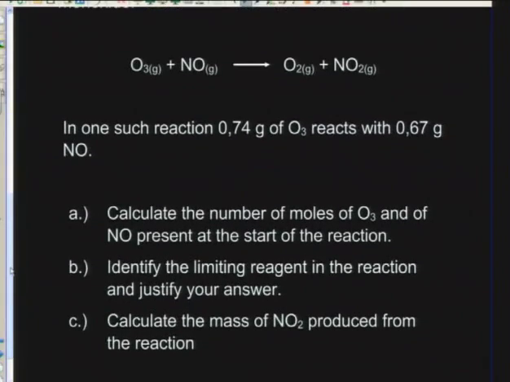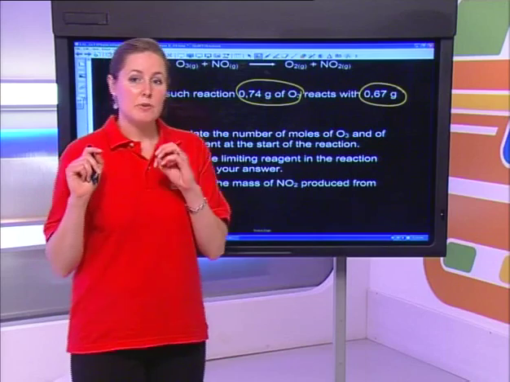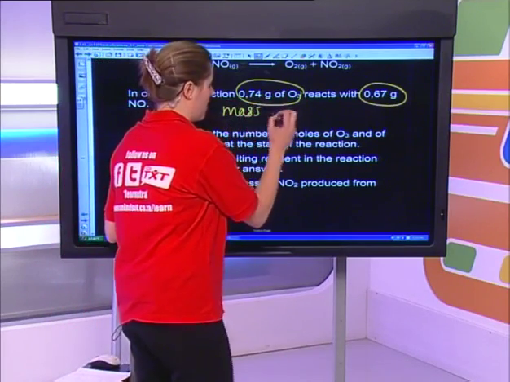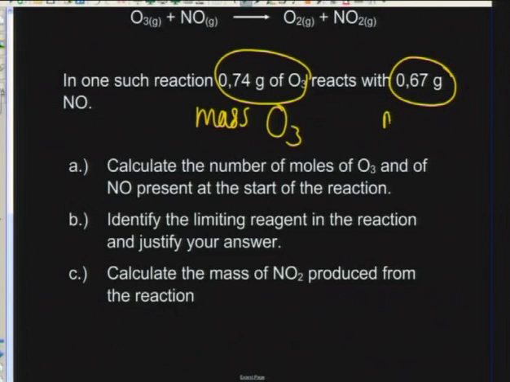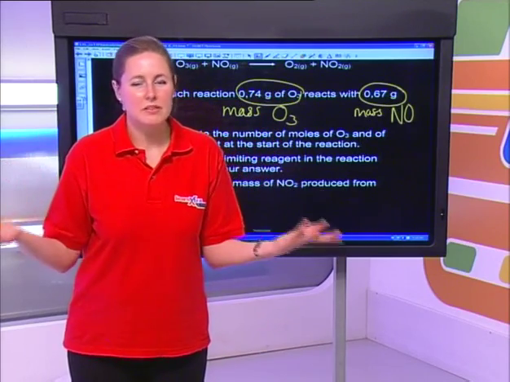In one such reaction, we've got a value. 0.74 grams of O3 reacts with 0.6 grams of nitrogen monoxide. Calculate the number of moles. Now, first thing I want you to notice here is we've got two mass values. We've got a mass of O3, and we've got a mass here of nitrogen monoxide, NO. We've got two masses, and the question is, which one do we start with?